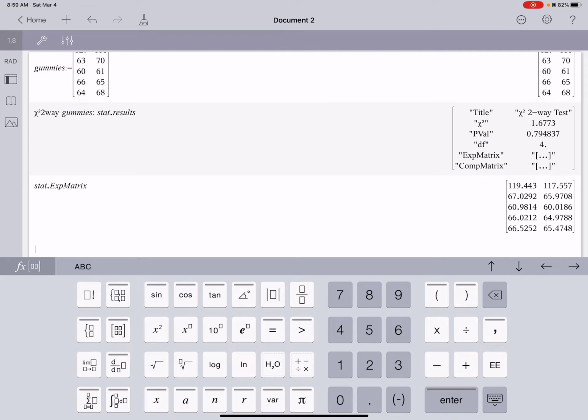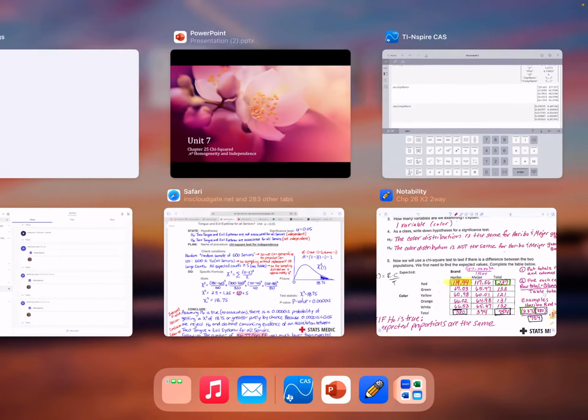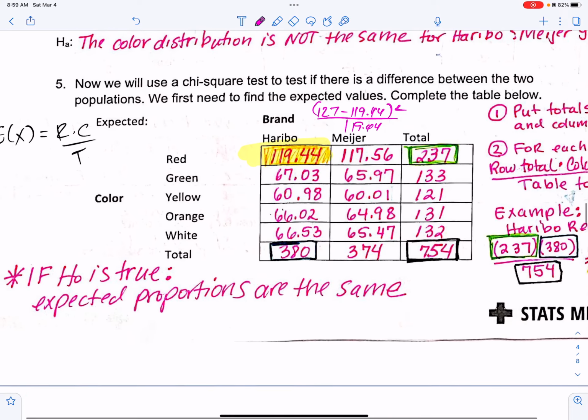So if you go ahead and hit that variable button again, which is above the 9, and you go to stat, you'll see stat.component matrix. And those are all my components. And if you add all of those numbers, 0.478 plus 2.242, all of those numbers, you end up getting the chi-squared value, which is 1.677. Now remember, I need all of these values on your test.